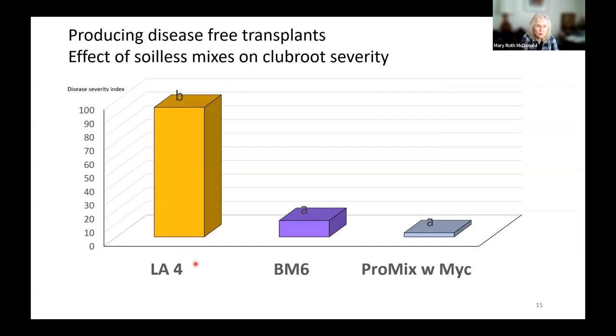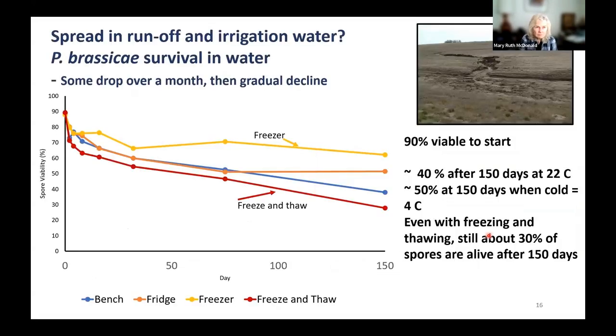If we use LA4 for our research, we get 90% disease severity. With BM6 or ProMix, this is down to 2%. So from a research point of view, we really don't want to use these, but from a production point of view, it's good to know that there's several out there that don't support clubroot.